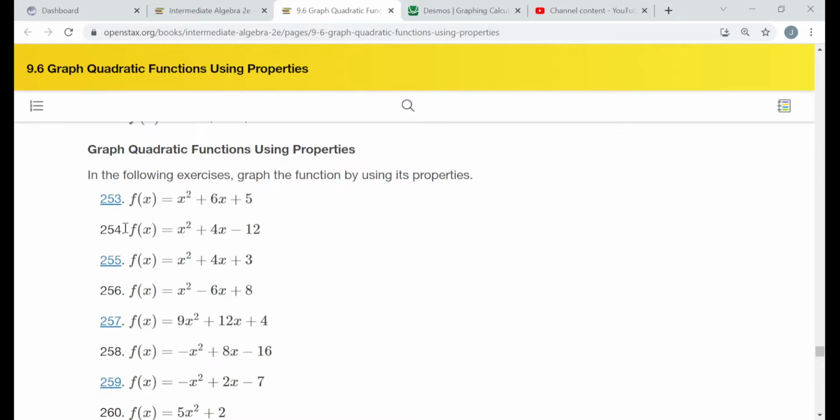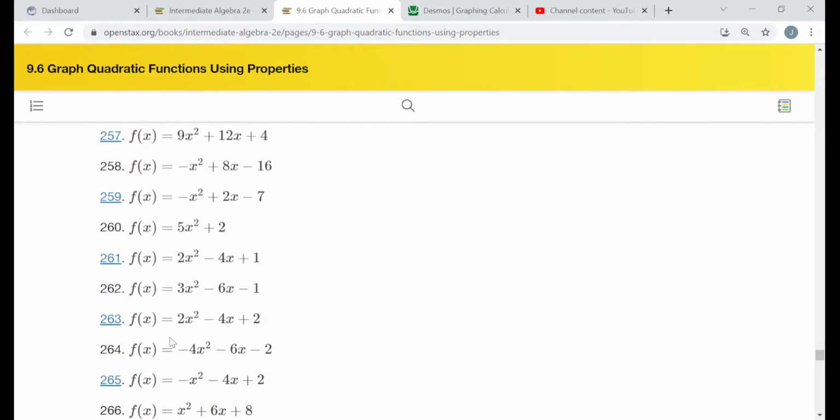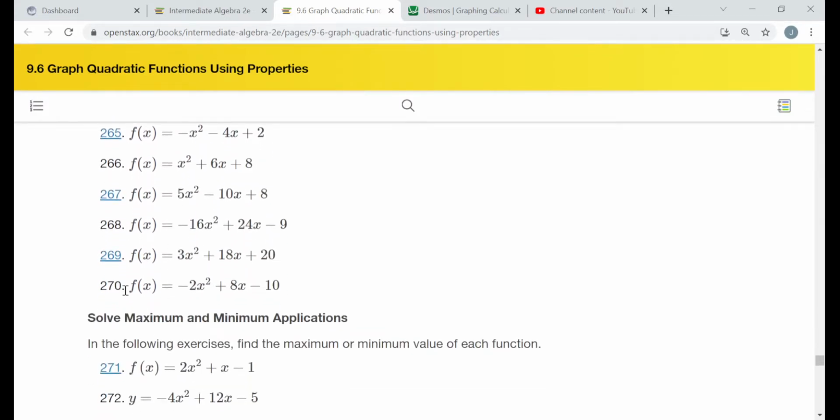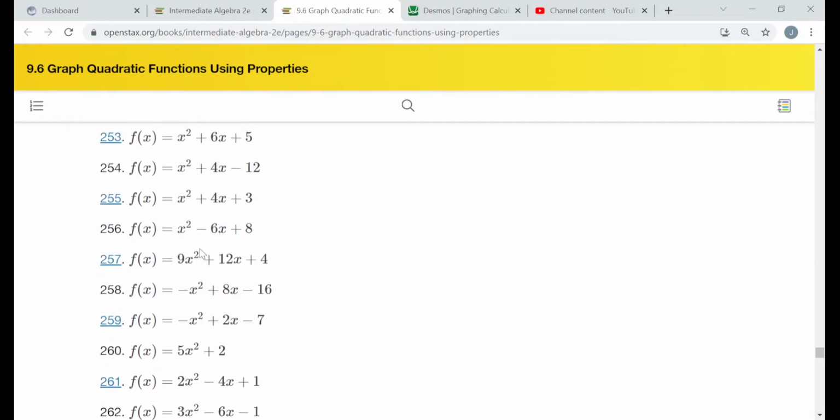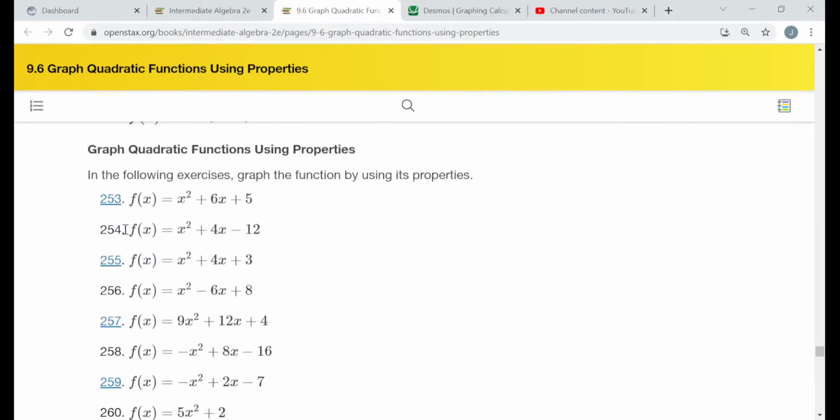I'm only going to be working on the even numbered exercises, so 254, 256, 258, and so on, until 270 in this video. The even numbered exercises are ones that don't have solutions in the text. You may notice that the odd numbered problems have links on them that you can click on and see the solutions for those, so that's why I'm not doing those.